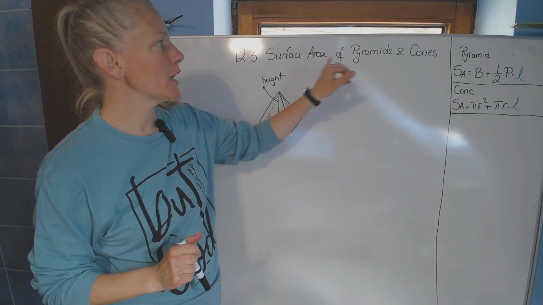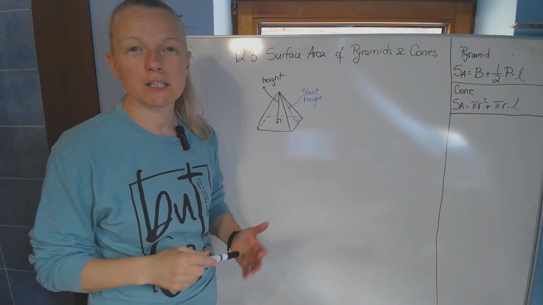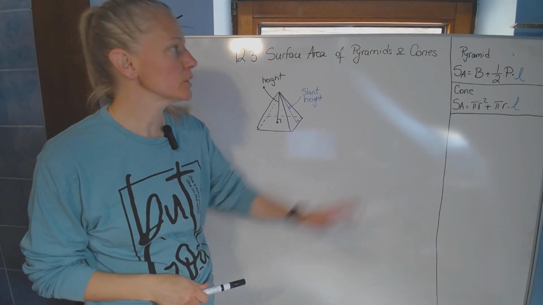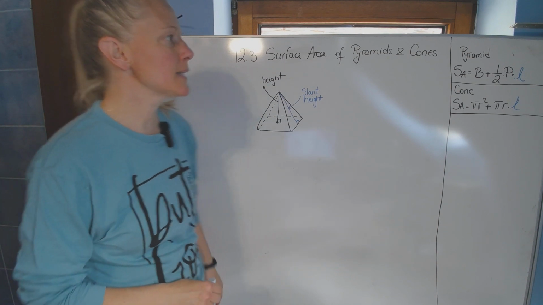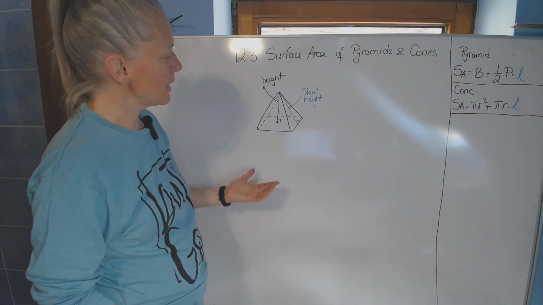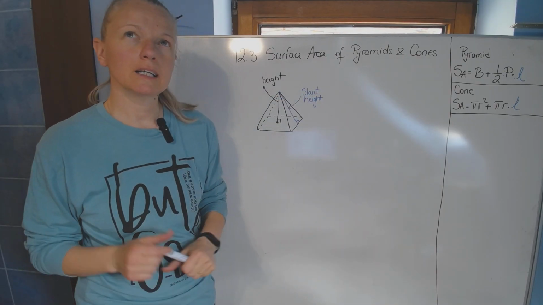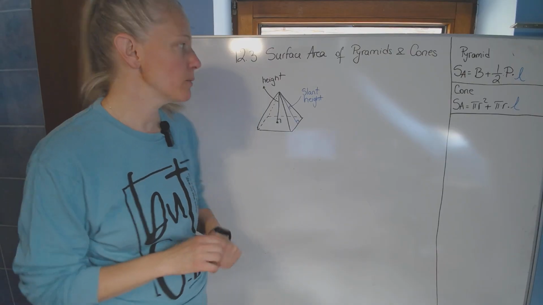12.3, surface area of pyramids and cones. If you remember, the last time you were in class, we did surface area of prisms and cylinders. We're moving on to pyramids and cones now. I went ahead and drew a pyramid for you to the best of my abilities, because when we deal with pyramids and cones, we're encountering a new term. So that's very important to know.